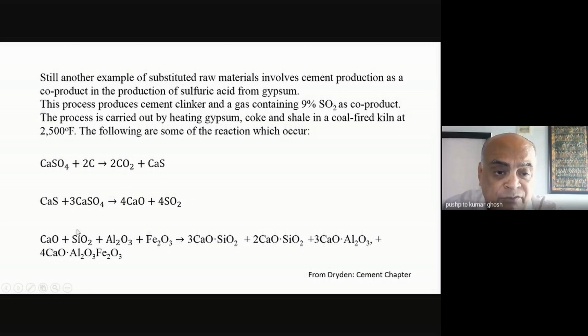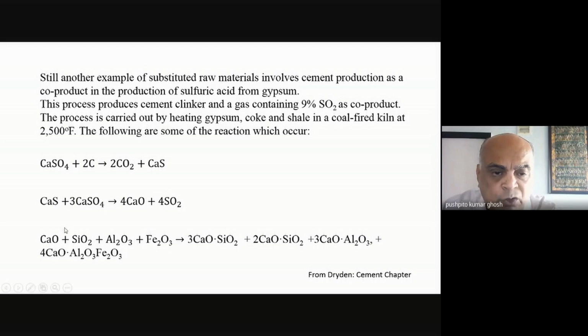The lime, of course, subsequently reacts with silica, alumina, and iron oxide, and that's what gives you Portland cement, you know. So you get things like tricalcium silicate, dicalcium silicate, or calcium aluminate, and also some amount of calcium oxide with aluminium oxide and ferric oxide. And these are the various phases, which is known as clinker, which are obtained during cement production. That's your cement, Portland cement.